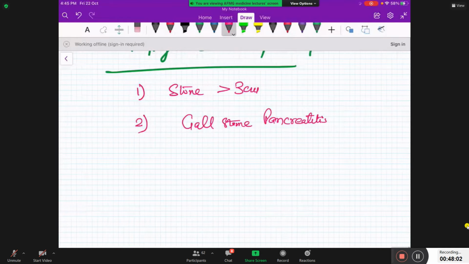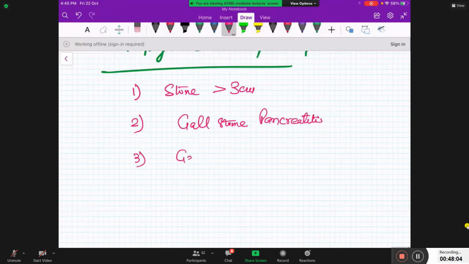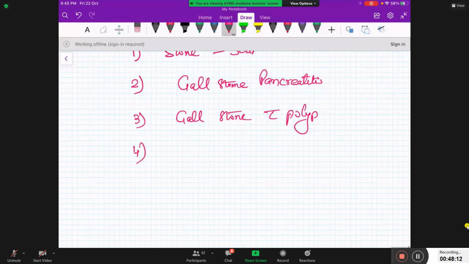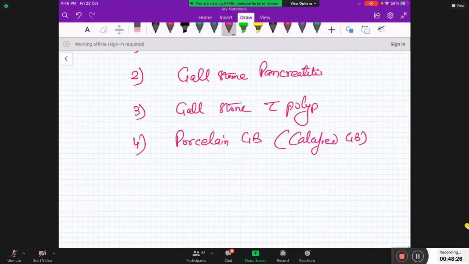Patient having gallstone with polyp. Patient having porcelain gallbladder. What is porcelain gallbladder? Calcified gallbladder. Porcelain gallbladder is calcified gallbladder.